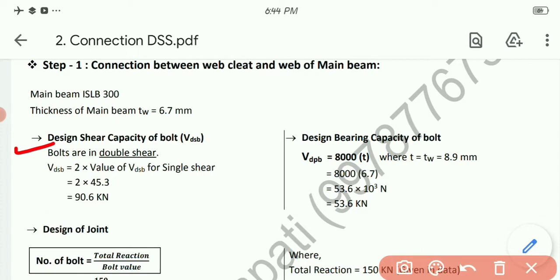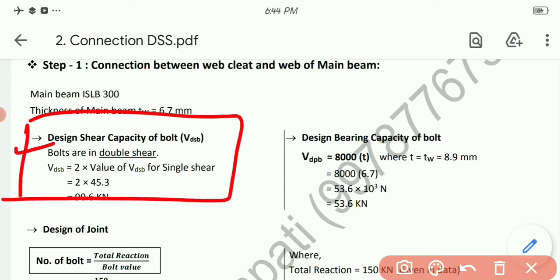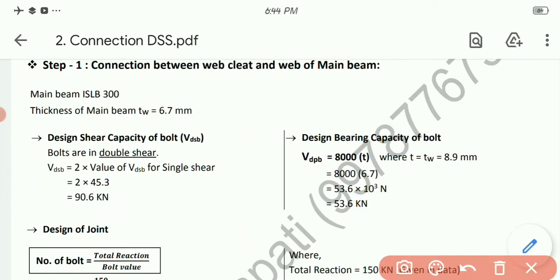So first of all, VDSP, that is shear capacity. Bolts are in double shear, we have the single shear value, that is 45.3, so it will be multiplied by 2, so I will get the value, that is 90.6 kilonewton. That's the value of shear capacity.